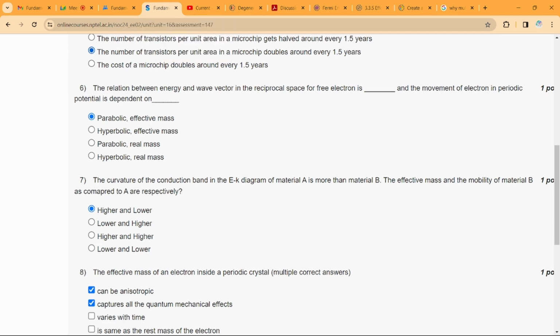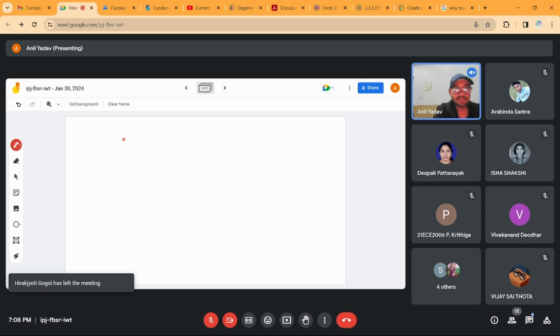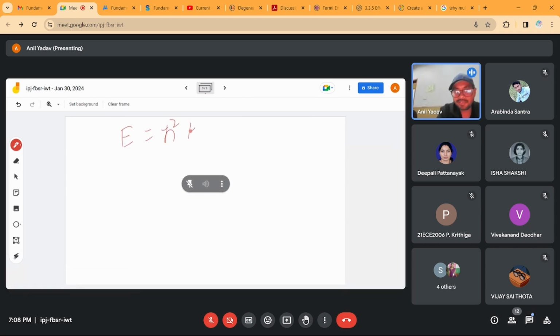In free space, as I told you, E is equal to h square k square by 2m. This is the parabolic relation that it is talking about, which I already covered. This k is nothing but the wave vector, and it is directly related to the momentum of the electron, or hole, or any particle, whatever you can say.